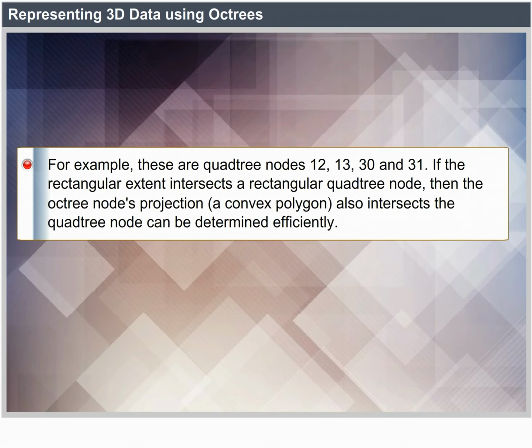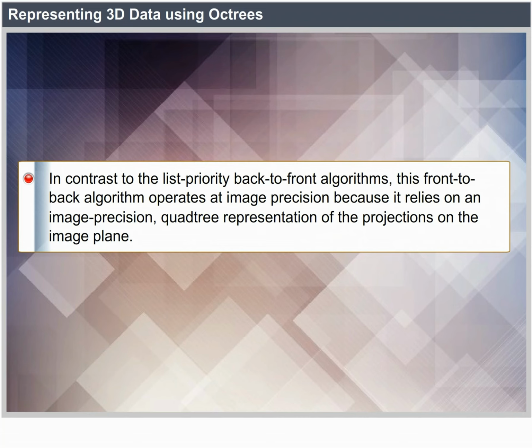If the rectangular extent intersects a rectangular quadtree node, then whether the octree node's projection, a convex polygon, also intersects the quadtree node can be determined efficiently. In contrast to the list priority back-to-front algorithms, this front-to-back algorithm operates at an image precision because it relies on an image precision quadtree representation of the projections on the image plane.